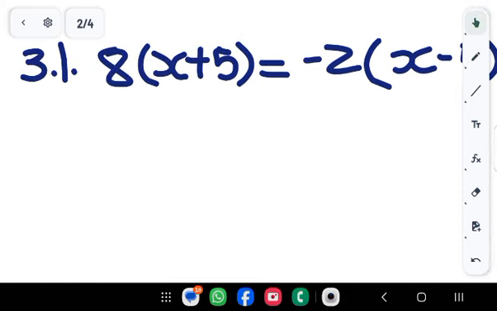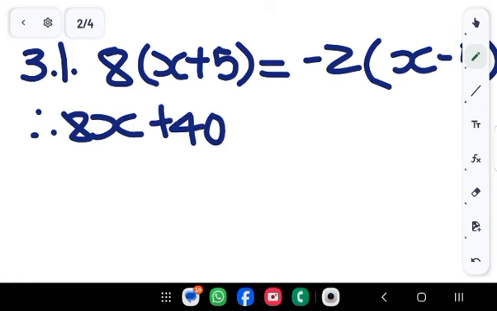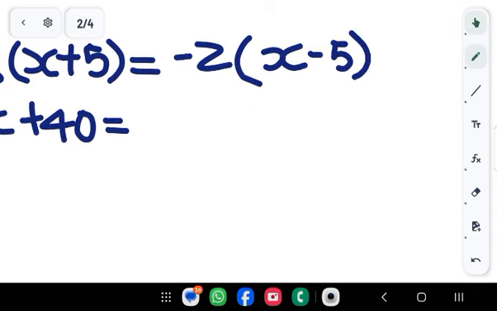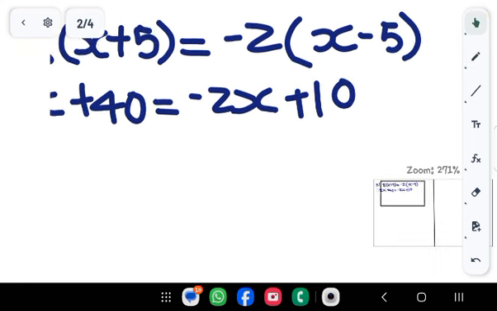So you go 8 times x, that will be 8x, plus 8 times 5. 8 times 5 will give you 40. Take out a calculator if you're not sure, to make sure that you get your answers right so that you can stay accurate. So that is plus 40 equals negative 2 times x, that is minus 2x. Negative times negative, plus 2 times 5, that is 10, and that's how you multiply that.